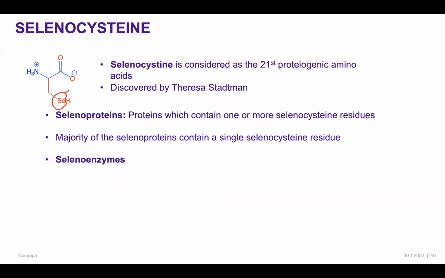It was discovered by Teresa Stadtman's group, and proteins that contain selenocysteine are known as selenoproteins, and enzymes that contain selenocysteine residues are known as selenoenzymes. The majority of the selenoproteins contain a single selenocysteine residue. Selenocysteine is referred to by the 3-letter code SEC, and it has a lower pKa and reduction potential than cysteine.